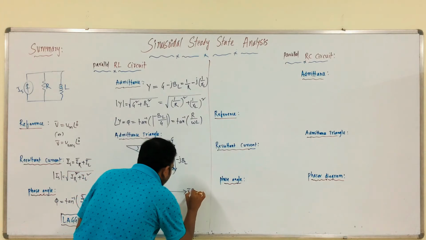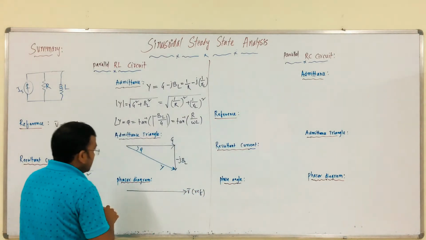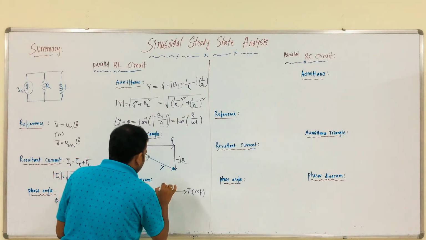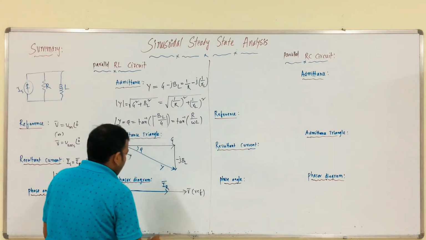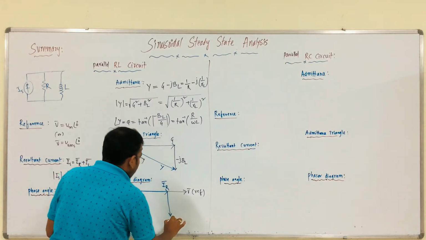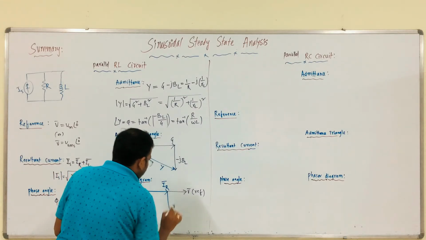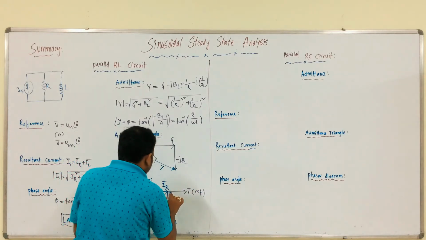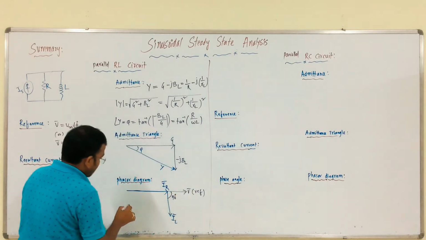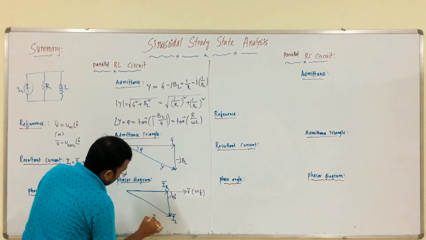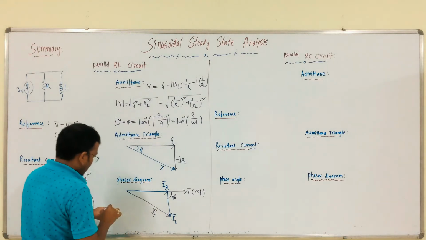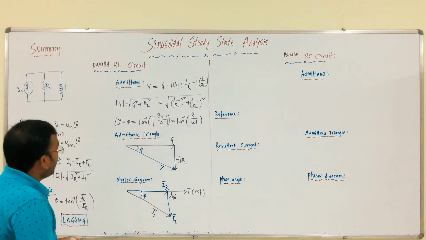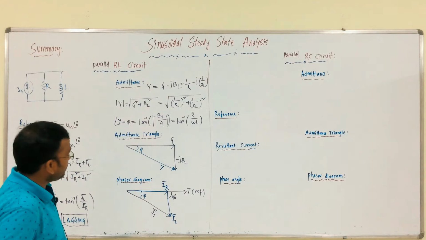So this is the reference. Then the current through this is nothing but IR, right? Again, this is IL. See, the inductor current lags voltage by 90 degrees, clear? Then this is IS, the resultant current, IS, that's it. This is the phasor diagram for this parallel RL circuit, completed, clear?